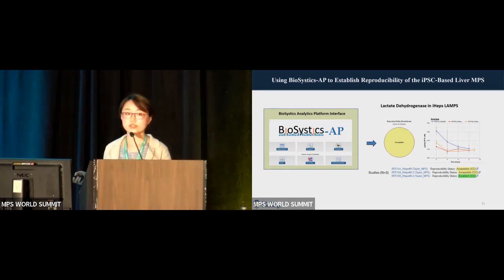The lines here you can see are from three different iHeps batches, and we collected all the data and put it into the database. And you can see highlighted here that our reproducibility is getting better and better.